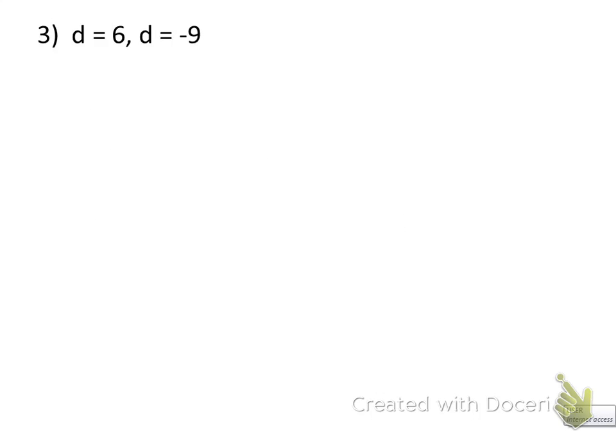Number 3. You're all doing number 3. Quiet down. Here we go. This is the answer for this one. It's going to be y is equal to d squared plus 3d minus 54.